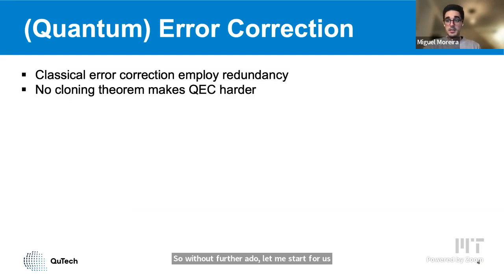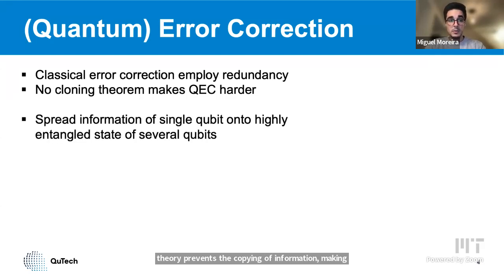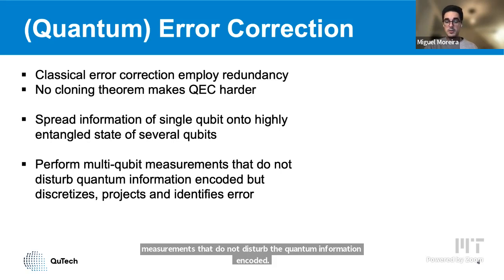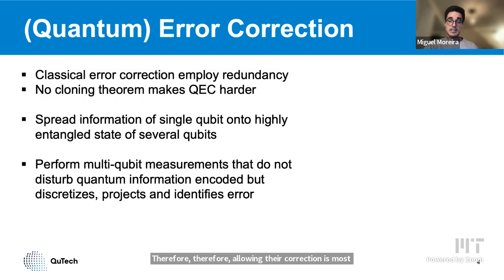So as you might know, quantum computers nowadays tend to be very error prone. One potential solution to this involves error correction, of course. In a classical computer, error correction employs redundancy to protect the information that is stored. However, in quantum information theory, the no-cloning theorem prevents the copying of information, making quantum error correction harder to implement. However, it is still possible to guard from errors by instead spreading the information of one qubit onto a highly entangled state of several physical qubits. Doing so allows us to perform multi-qubit measurements that do not disturb the quantum information encoded, but that still discretize, project, and potentially allow the identification of errors that have occurred, therefore allowing their correction. It is most important to note that this can happen without compromising the degree of freedom that now encompasses the logical qubit.